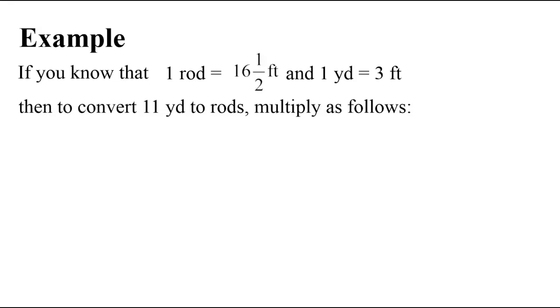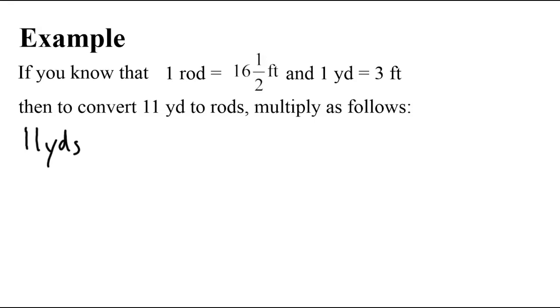So let's work our next example here, and it might have an unfamiliar term to some of you, a rod, which equals 16.5 feet. It's a term used in some technical fields, and a yard equals 3 feet. The problem wants you to convert 11 yards to rods and then multiply as follows. And so what we're going to start with is, okay, let's look at 11 yards.